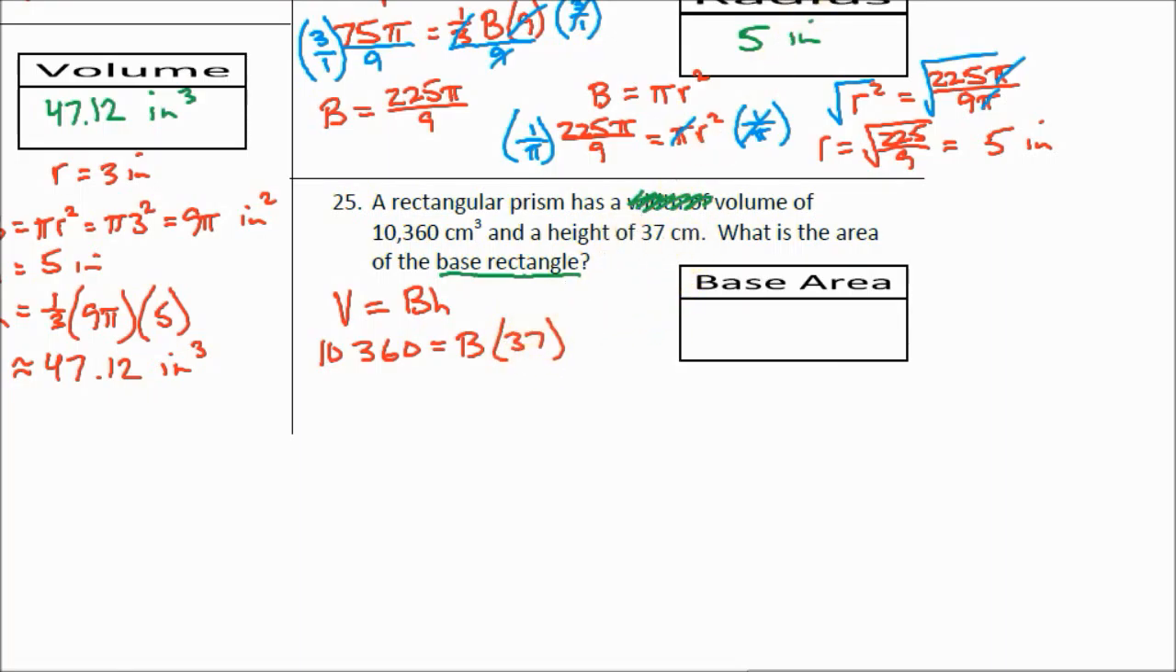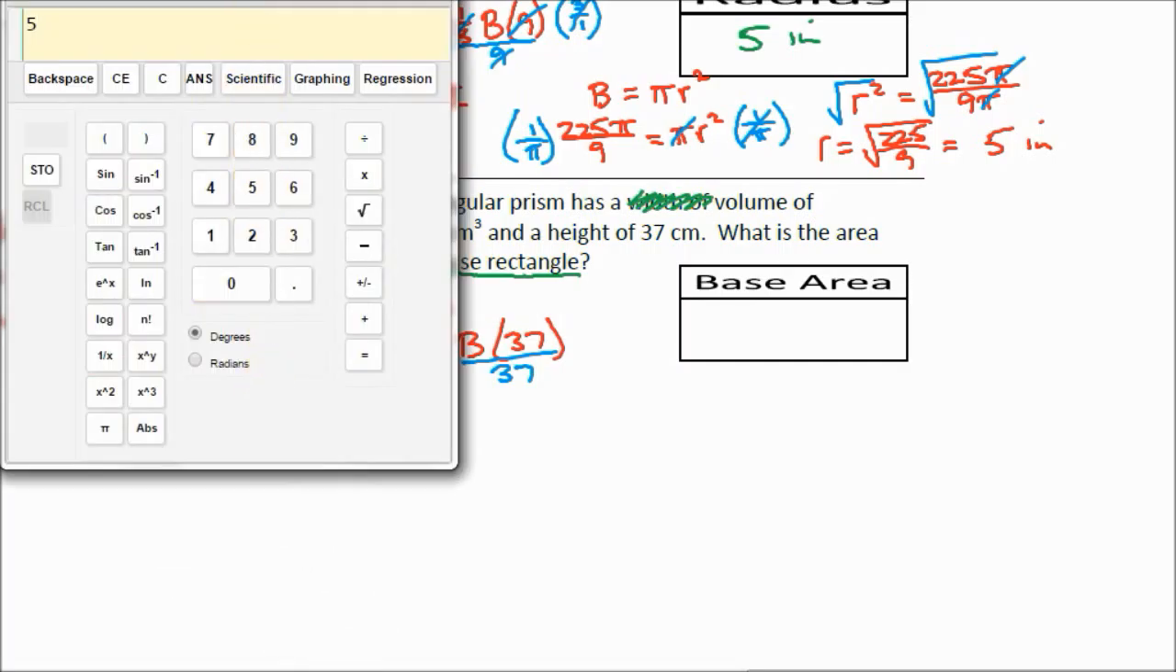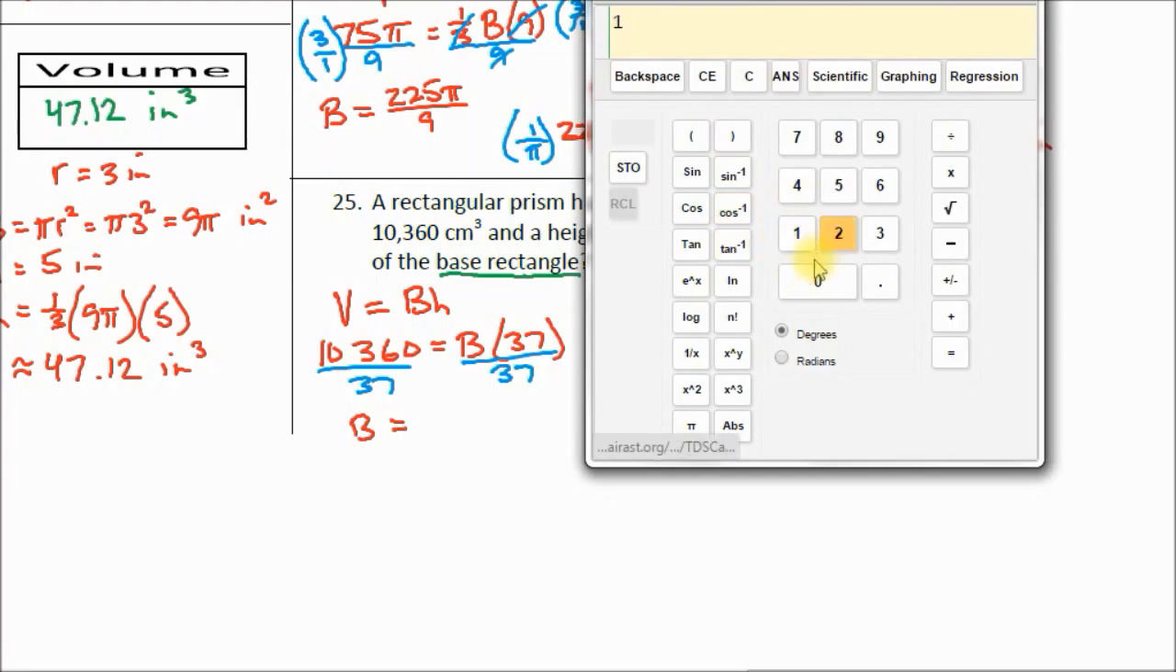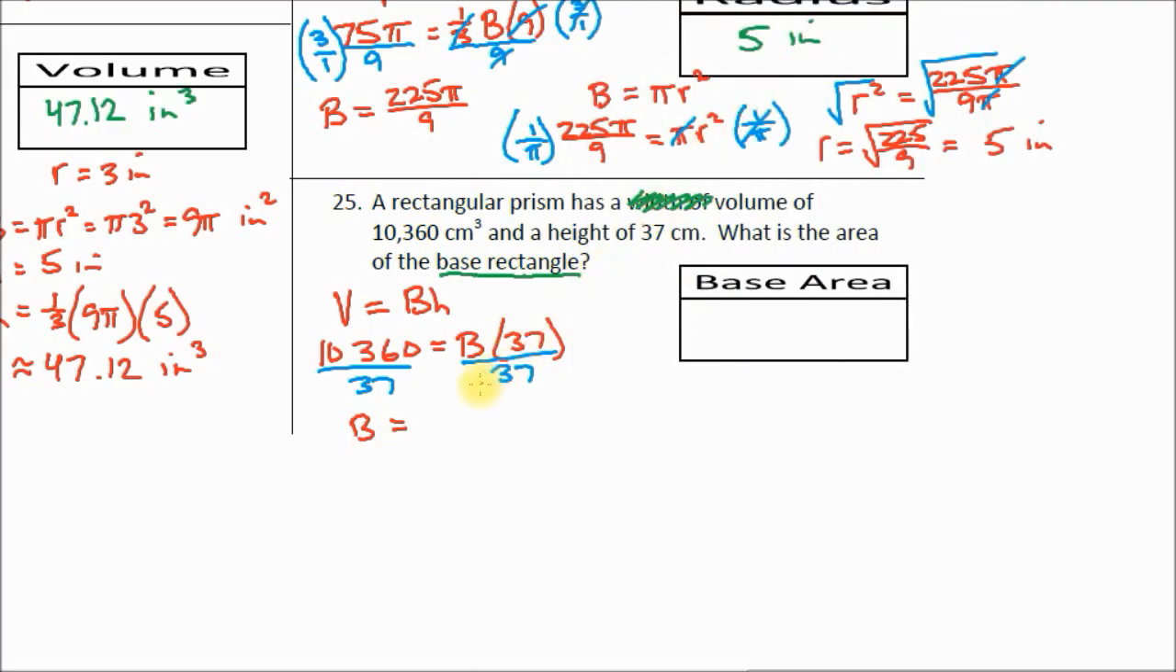Oh, this is no big deal. Let's divide both sides by 37 so we can get base area by itself. And you end up with the base area is equal to 10,360 divided by 37 equals exactly 280. So the base area is 280.